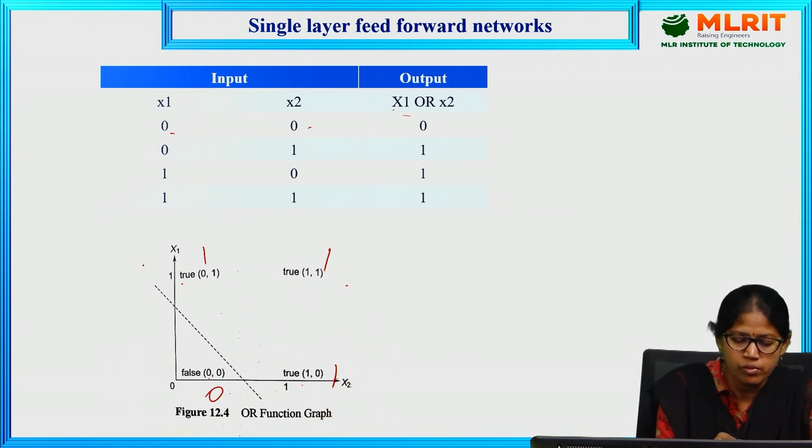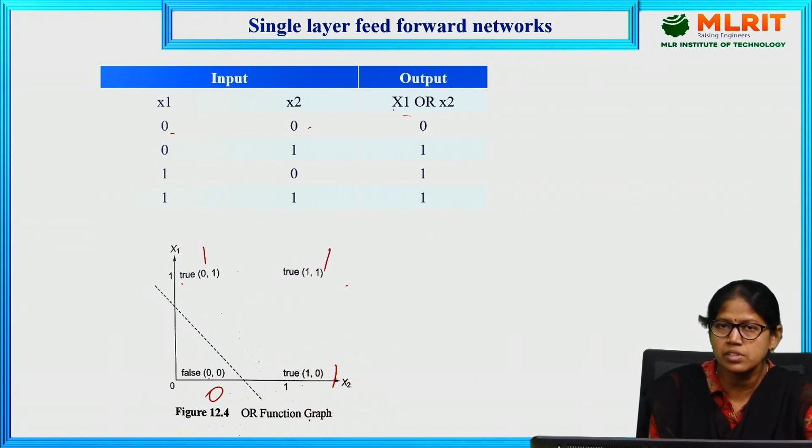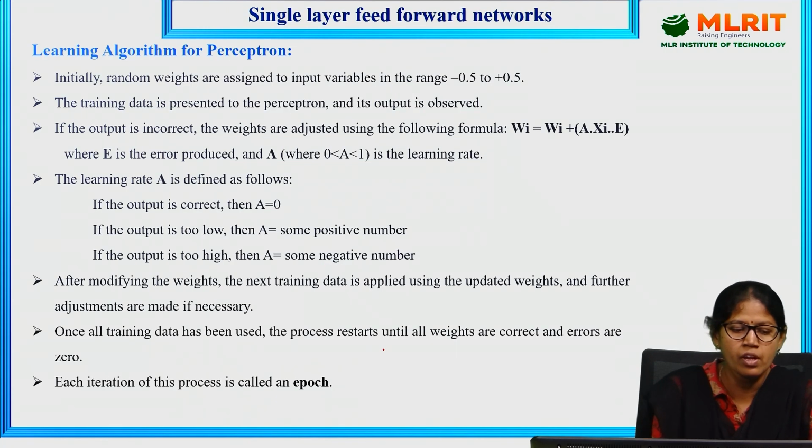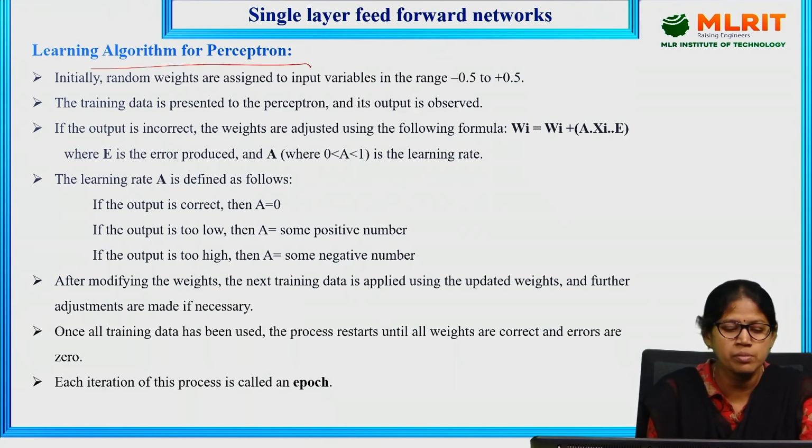Here, we can clearly observe that the zeros and ones are separated by a hyperplane, a straight line. Then it is called linearly separable. Okay, let's see the learning algorithm here.